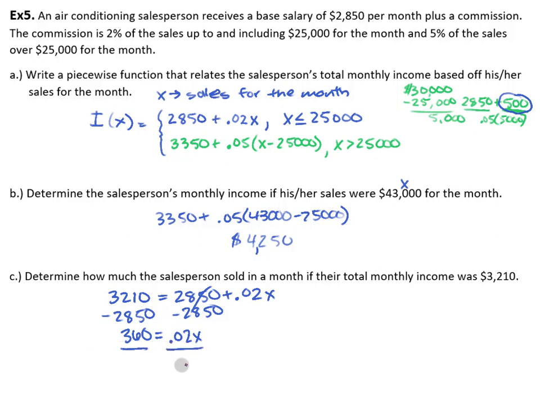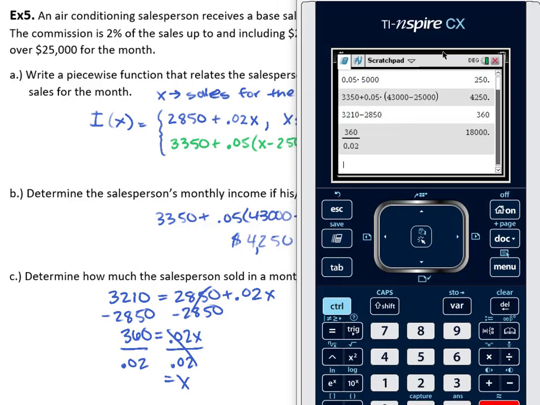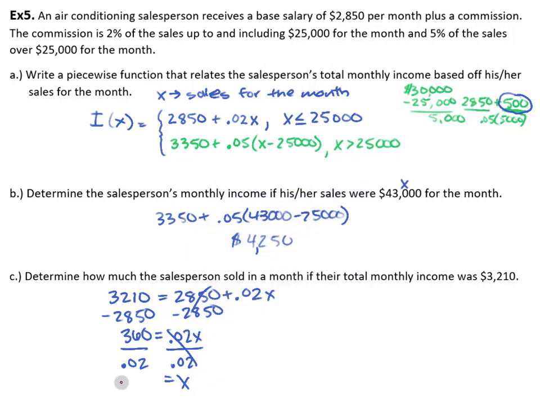And now to finish getting x by itself, of course we need to divide by that multiplier of 0.02 on both sides of the equation. So 360 divided by 0.02 is 18,000. It looks like this person sold $18,000 that month. Not too bad. Didn't quite get over that big threshold, but $18,000, not a bad salesperson.